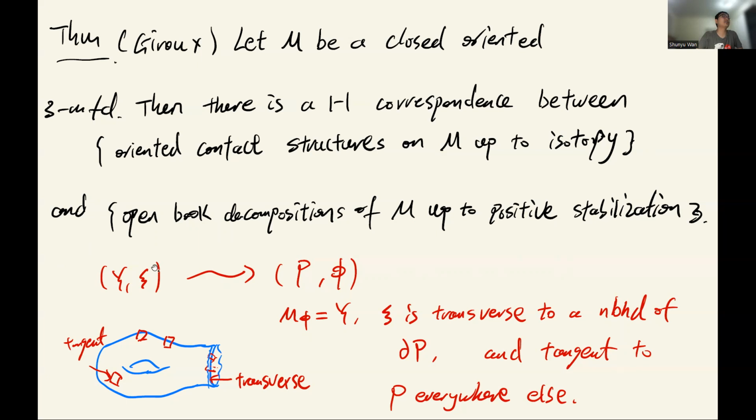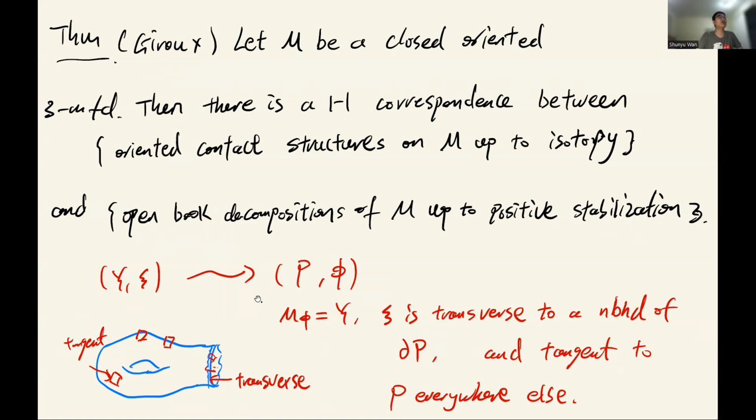So if I have (Y, ξ), the open book (P, φ) is compatible with (Y, ξ) in the following sense. First, the three-manifold we constructed above, M_φ, is equal to the three-manifold Y. Moreover, the contact plane ξ is transverse to the neighborhood of the bindings, that is, the neighborhood of the boundary of P, and tangent to the pages everywhere else. So we can see these picture descriptions.